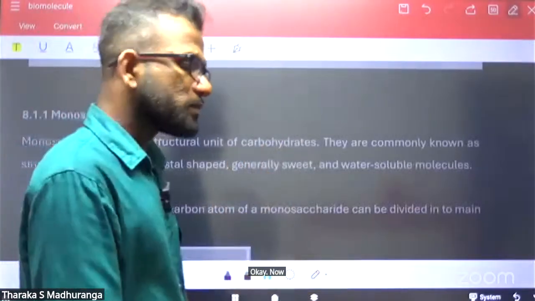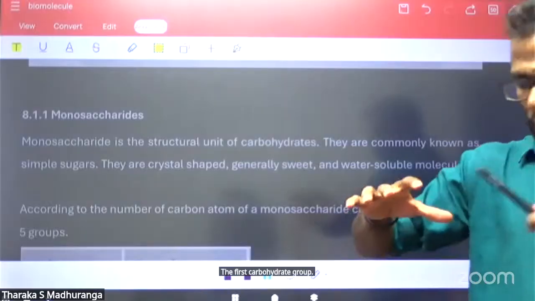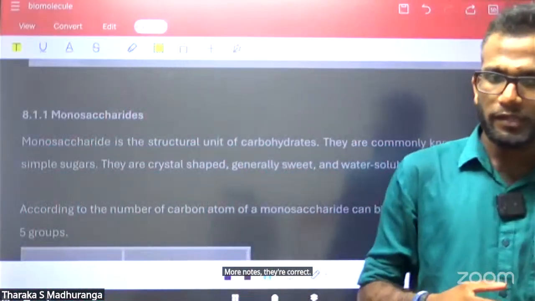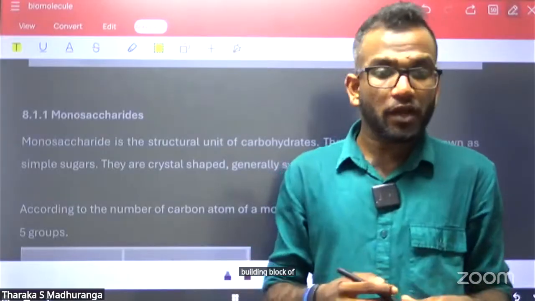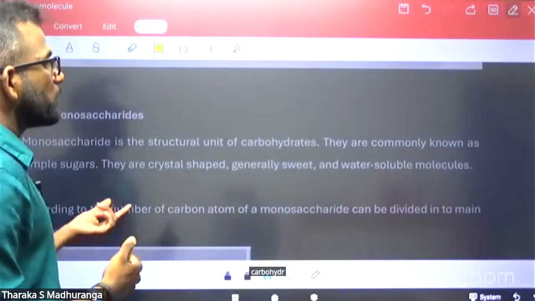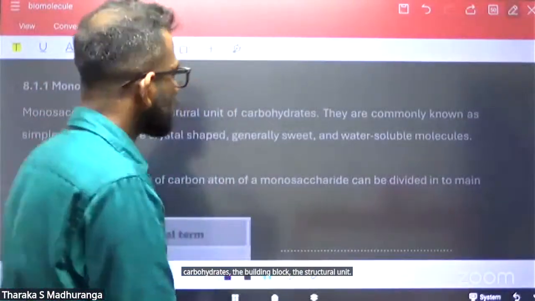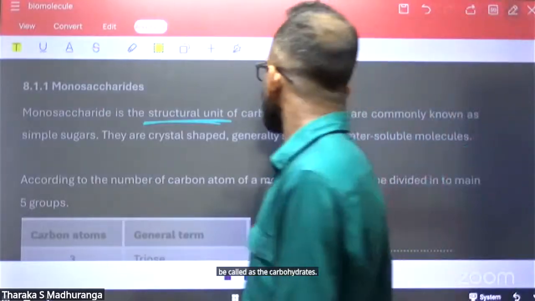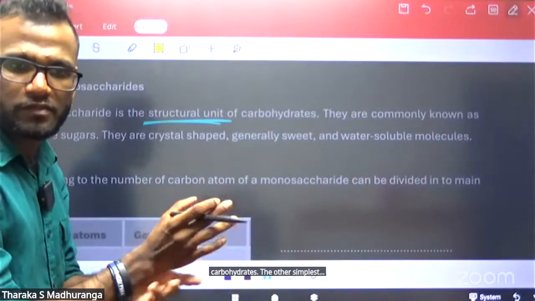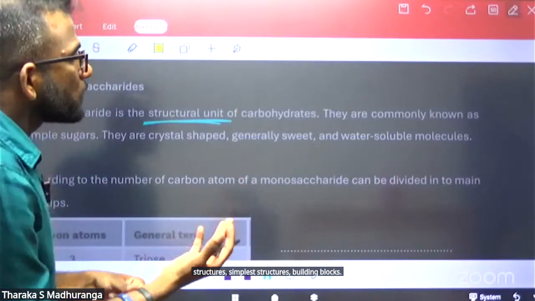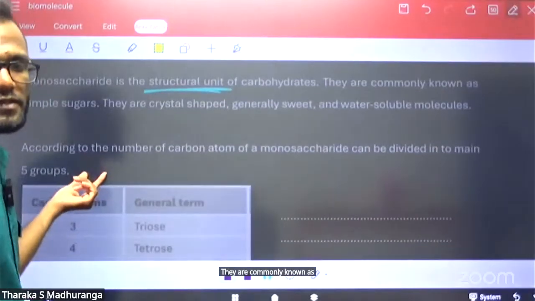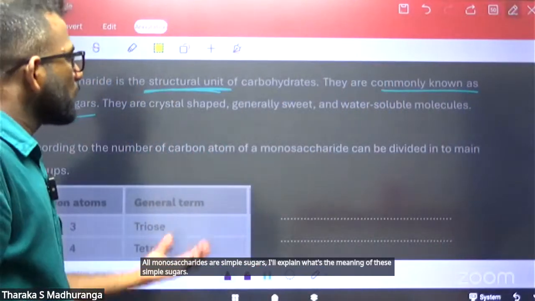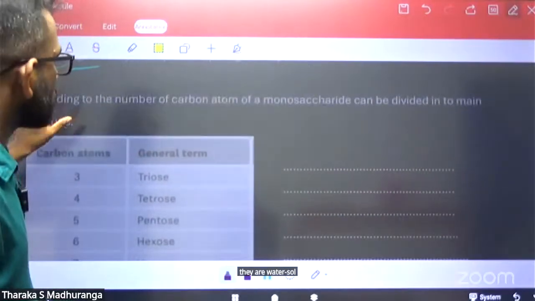Okay. Now, the first carbohydrate group, or the building block of carbohydrate, is the monosaccharide. The structural unit or the building block. They are the simplest structures. They are commonly known as the simple sugars. Yes, all monosaccharides are simple sugars. I will explain the meaning of simple sugars later. Their characteristic: they are water soluble.